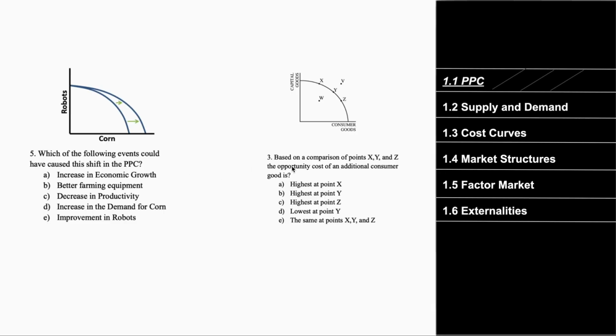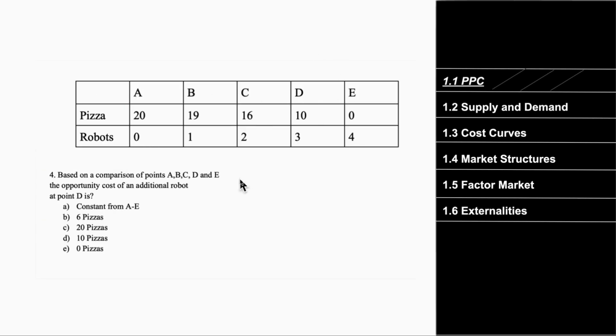Now you have number 3. Based on the comparison of X, Y, and Z, the opportunity cost of an additional consumer good is... You should have gotten C here. You have to look at consumer goods, and you're seeing that consumer goods are decreasing really rapidly over here. They're not decreasing that much over here, but they're decreasing a lot over here. So X actually has the lowest opportunity cost. Y has a medium opportunity cost, and then Z is the highest opportunity cost because it's decreasing the most. So make sure you take note of that. Then one final question. Pause the video and answer this question.